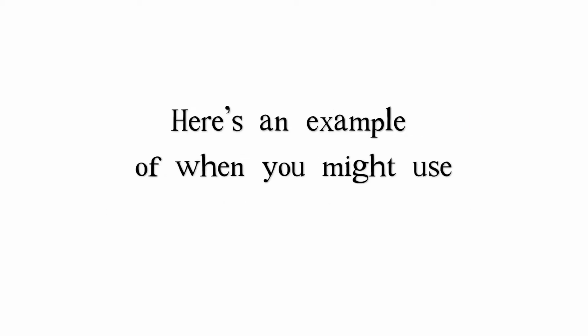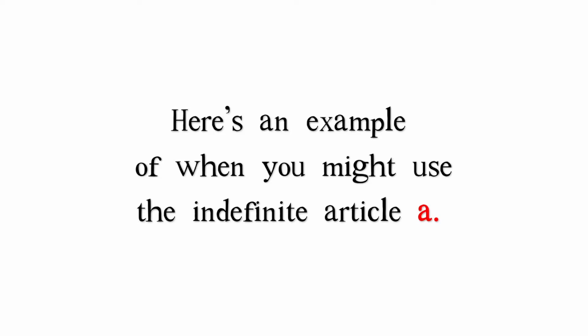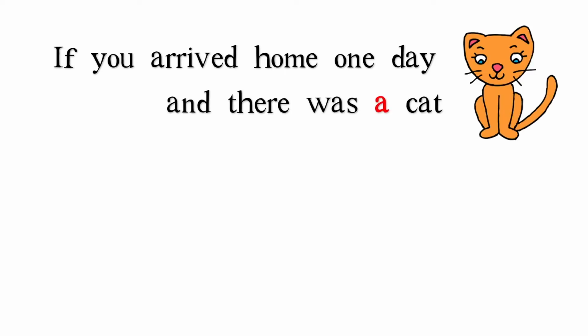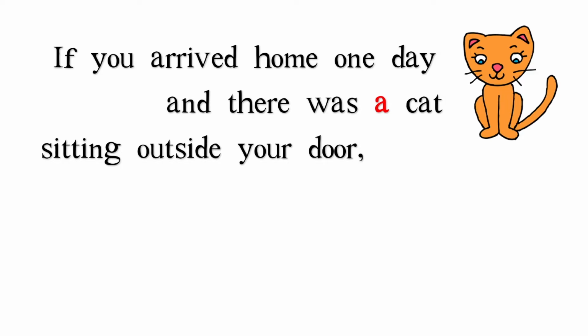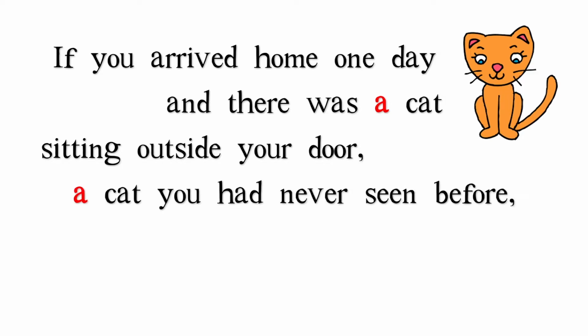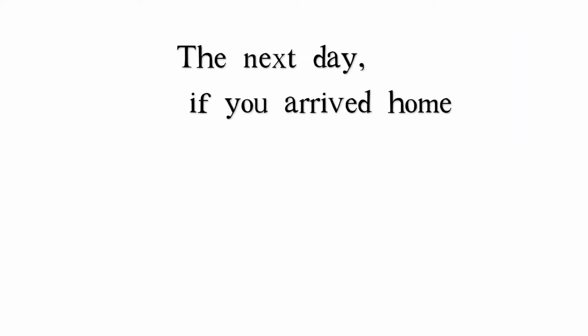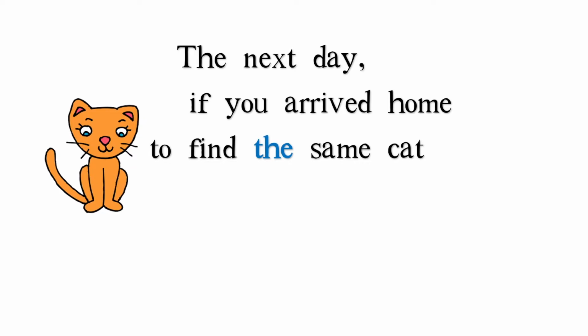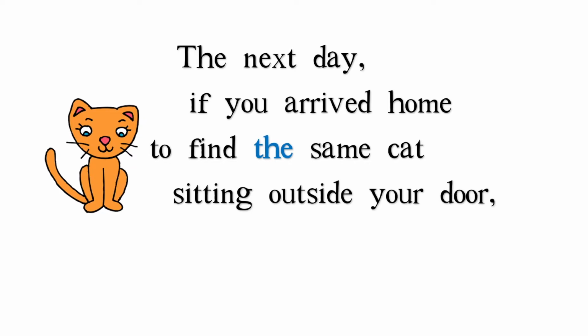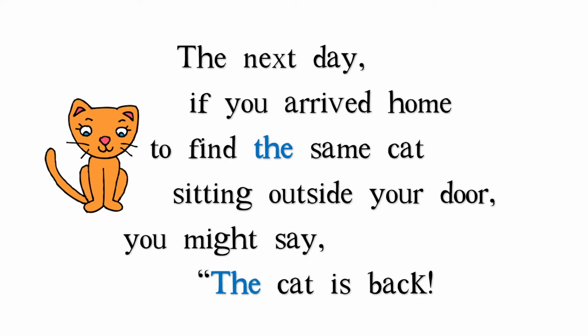Here's an example of when you might use the indefinite article. If you arrived home one day and there was a cat sitting outside your door, a cat you had never seen before, you might say, "There's a cat here." The next day, if you arrived home to find the same cat sitting outside your door, you might say, "The cat is back."